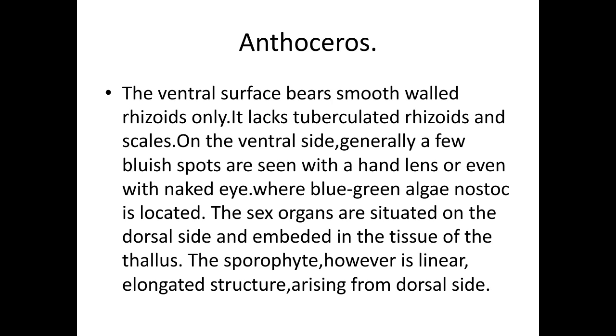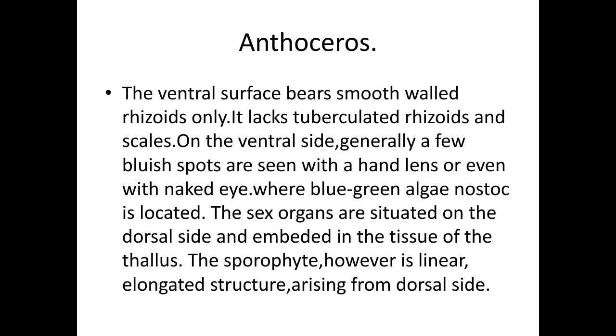The sporophyte, however, is a linear, elongated structure arising from the dorsal side. The sporophyte in case of Anthoceros is differentiated into a bulbous foot and capsule only. Seta is totally absent in case of Anthoceros. Instead of seta, a meristematic zone is present. This meristematic zone consists of meristematic tissue.